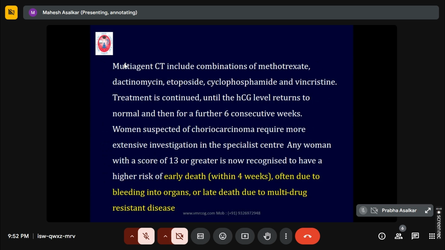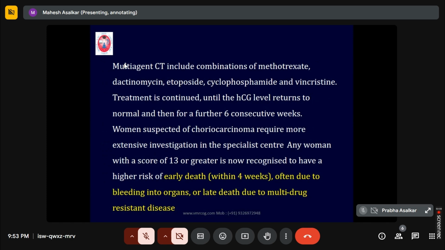Any woman with a score of 13 or greater is now recognized to have a higher risk of early death within 4 weeks, often due to bleeding into the organs, or late death due to multi-drug resistant disease. So with 13 or more, there is a high chance of early death within 4 weeks of the diagnosis.